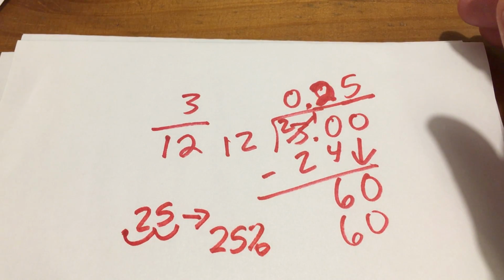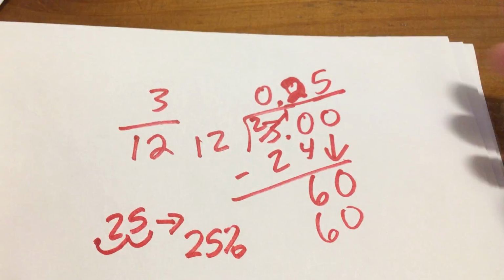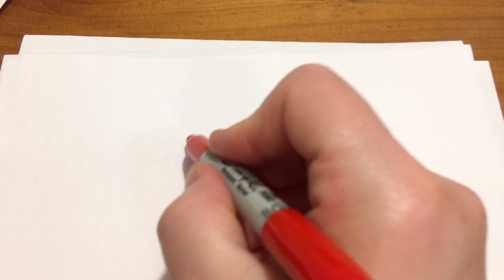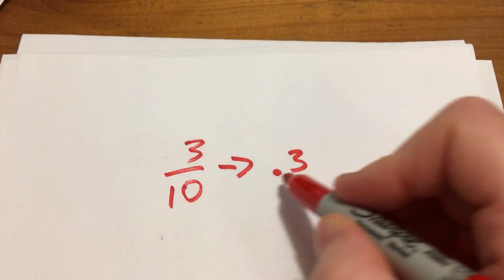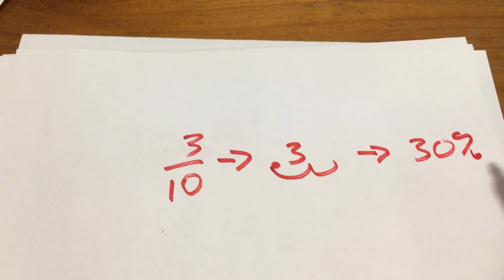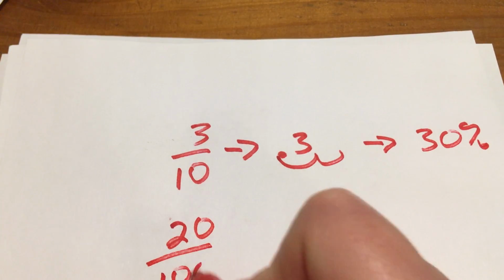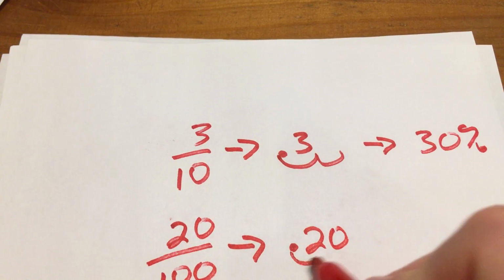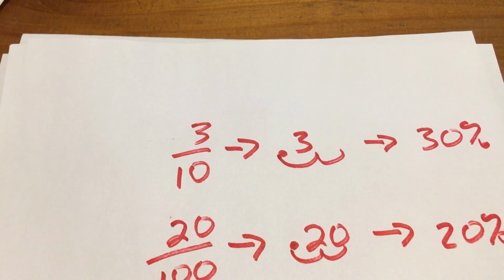So for fractions, you first have to change it to a decimal, and then you can convert it to a percent. For these easy ones, 3/10, the decimal would be 0.3, the percent would be 1, 2, 30%. For 20/100, the decimal would be 0.20, and then the percent would be 20%.